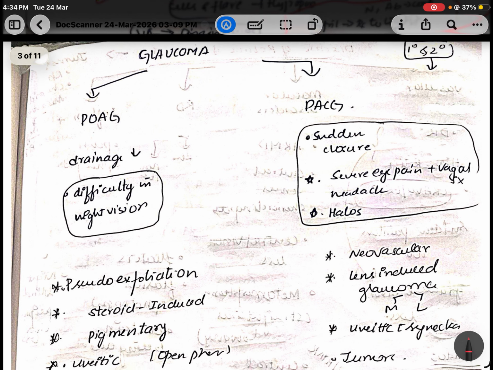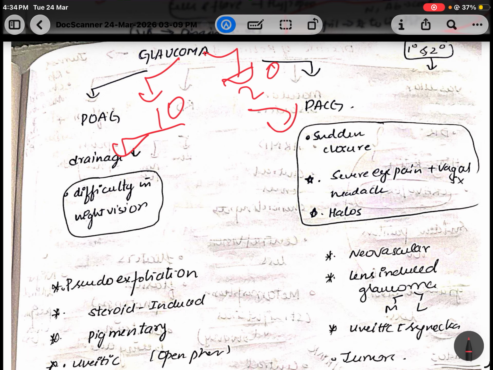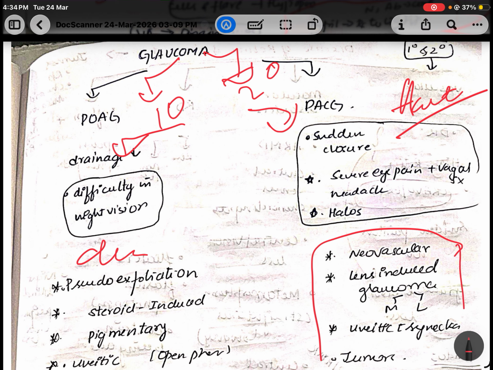Now coming to the third important part, that is glaucoma. For the sake of convenience, let us take it as primary and secondary. In primary you have POAG and PACG. The major thing is, this is a chronic condition, this is an acute condition. All of you would have known this by this point of time. Now, there are some secondary causes which behave as POAG, and some secondary causes which behave as PACG. So club all those things which behave as POAG, and club all those which behave as PACG.